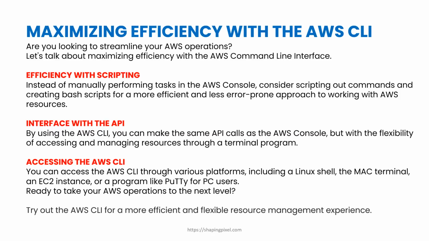By using the AWS CLI, you can make the same API calls as the AWS console, but with the flexibility of accessing and managing resources through a terminal program. You can access the AWS CLI through various platforms, including a Linux shell, the Mac terminal, an EC2 instance, or a program like PuTTY for PC users. Ready to take your AWS operations to the next level? Try out the AWS CLI for a more efficient and flexible resource management experience.